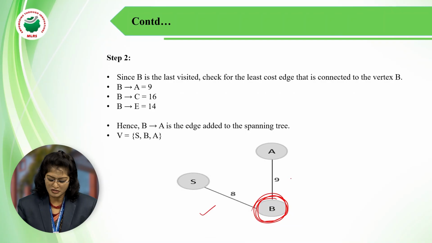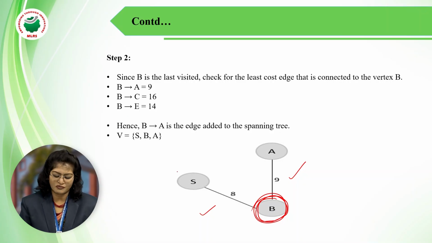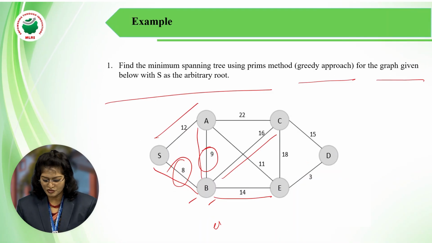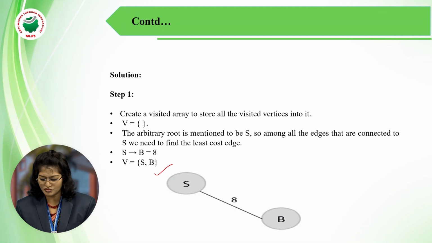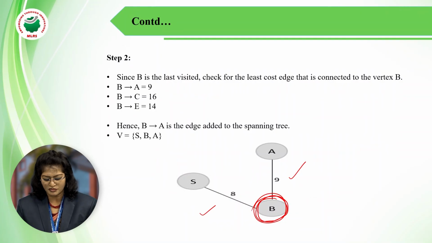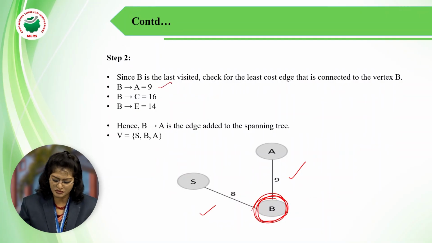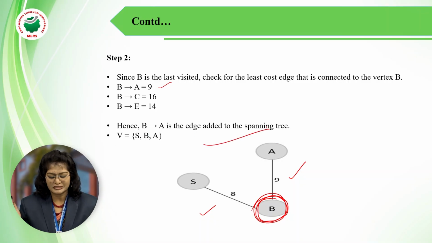We have connected one, and next is what? B to A we have connected. So B to A is there, B to C is there, B to E is there, as already we have visited. So that's why we have not written here. So B to A, B to C, B to E. 9, 16. In this, 9 is shorter. So that's why we have framed that. And here B to A is the edge that is added to the spanning tree.